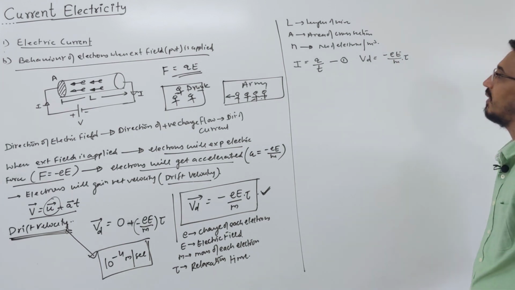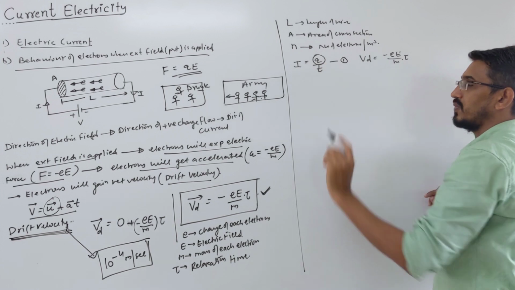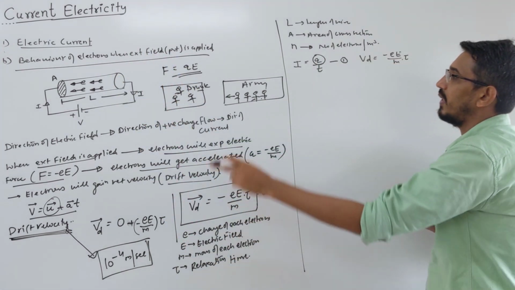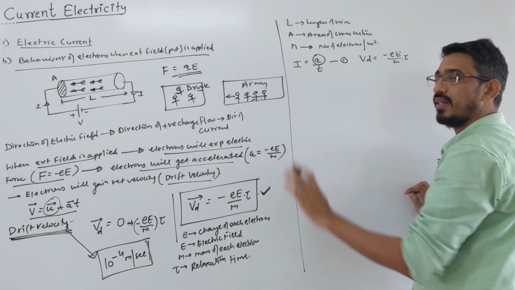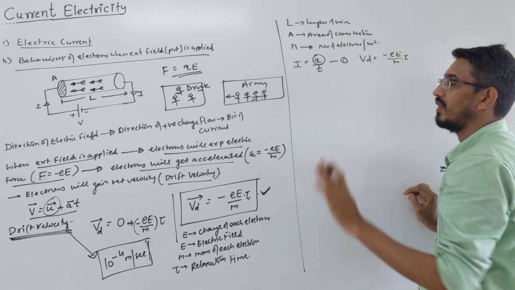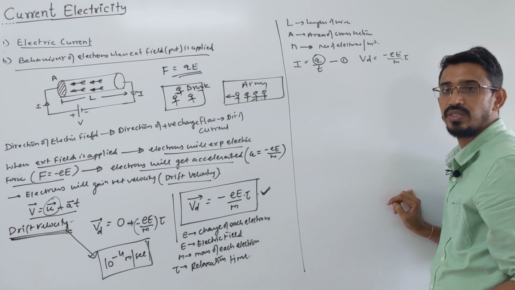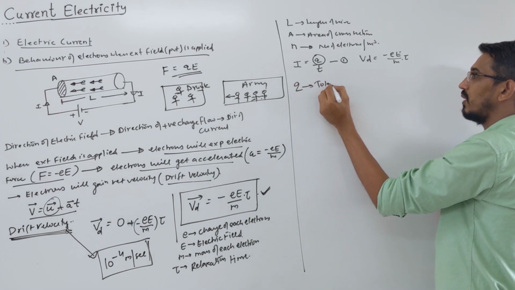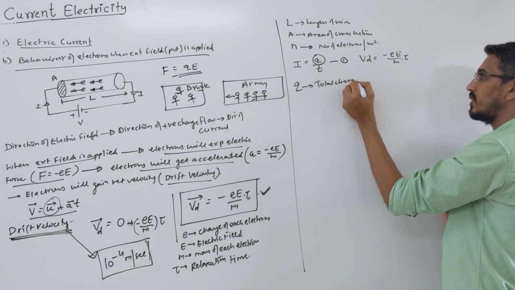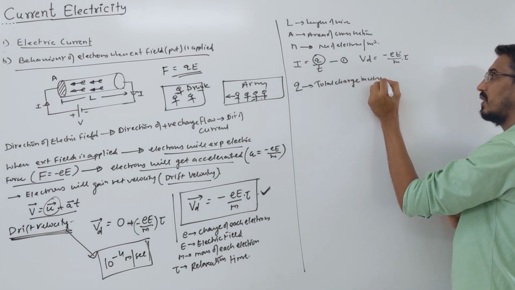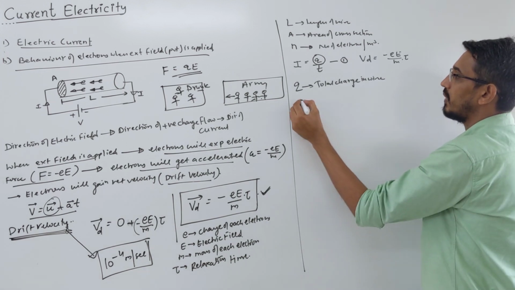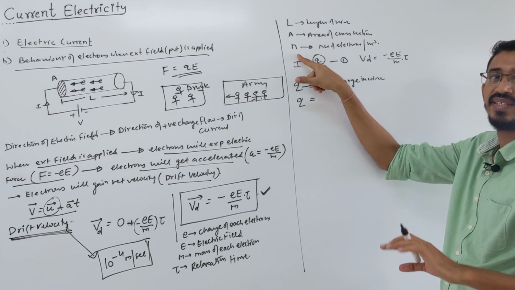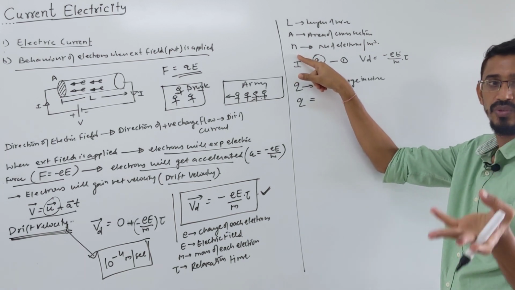So watch carefully. We need to calculate the total charge first. What is the total charge inside this wire? We have a wire of length L, area of cross section A, and this is the density of the electrons in that wire. We want to calculate the total charge. Q means your total charge in the wire. How to calculate it? Look here, very simple. What is n? n is the number of electrons per meter cube.